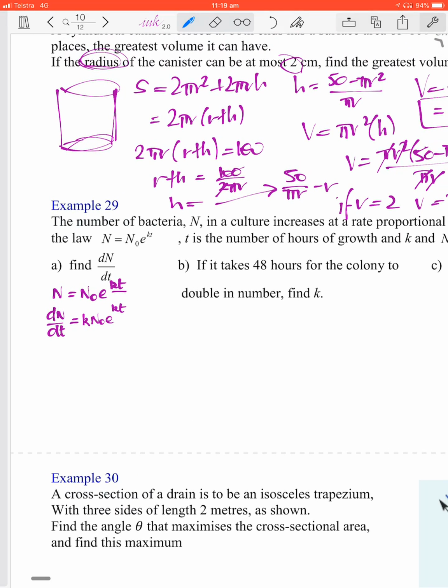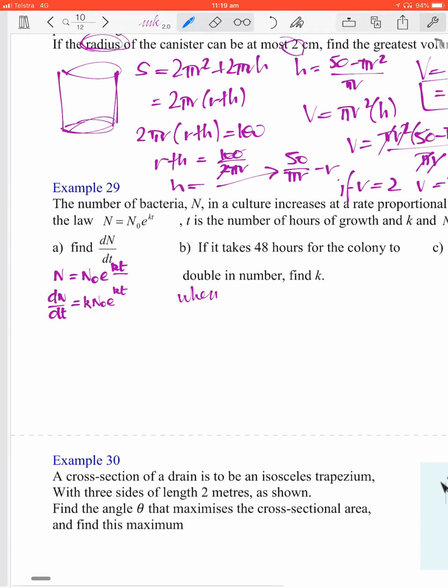If it takes 48 hours for the colony to double in number, find k. So now t is the number of hours of growth. When t equals 48, we know that the colony is doubled.